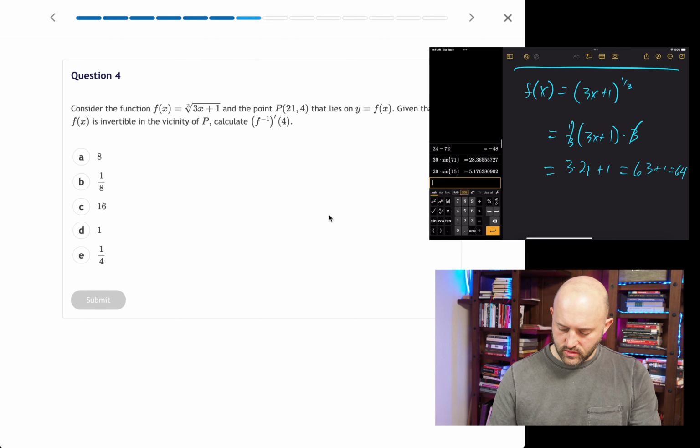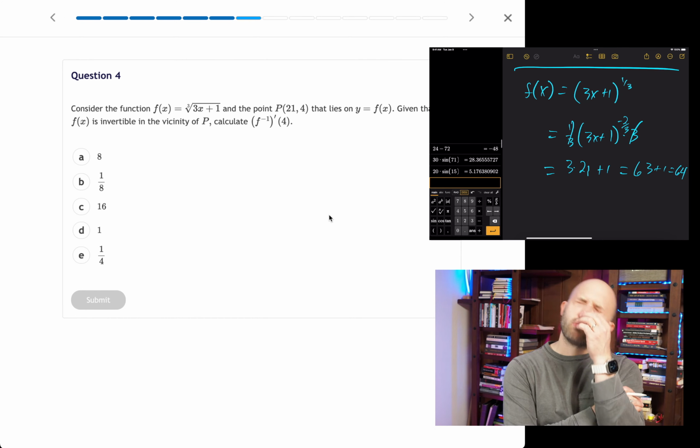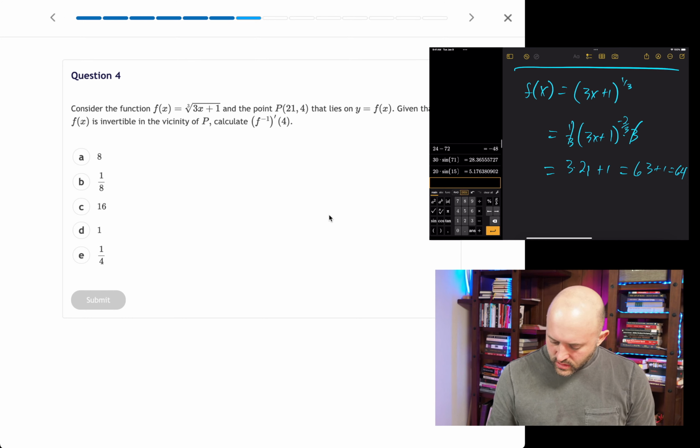Did not do the correct thing here. 1/3 this to the negative 2/3 power. 1/3 minus 1 is negative 2/3. Okay. So that 3 cancels out correctly, but we need to redo this. What is 64 to the negative 2/3 power?